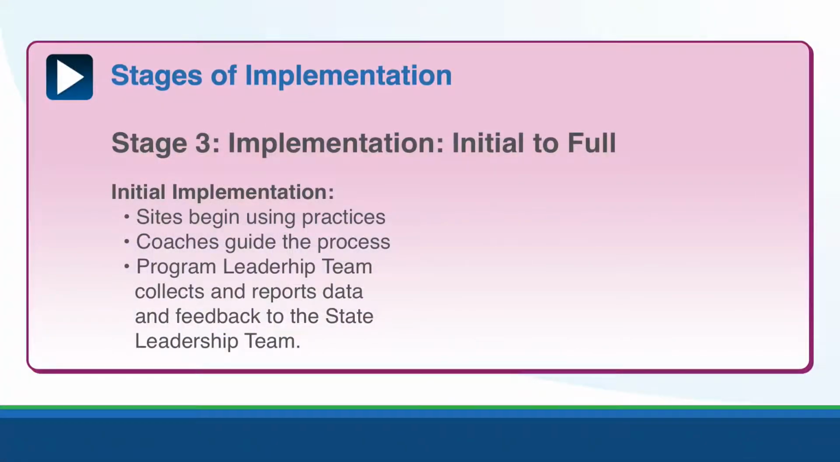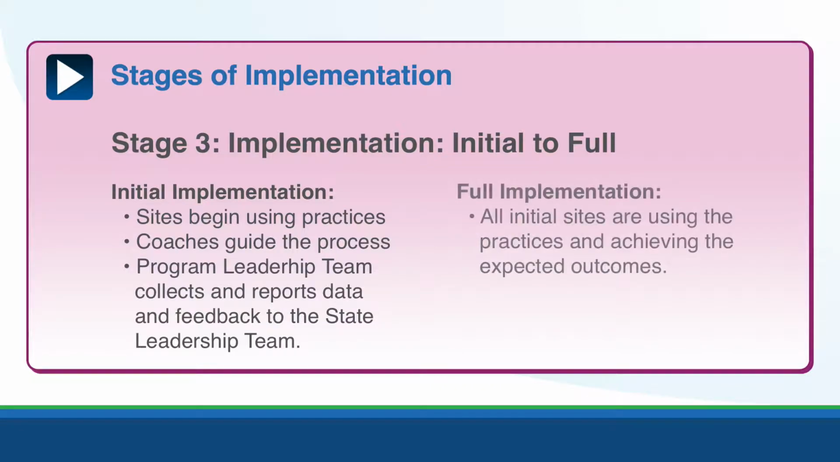The third stage is implementation, initial to full. In initial implementation, the practices selected by the state leadership team are put into place in the first implementation sites. The program leadership teams at those sites, with the support of the external program coach, guide the process, review data, make decisions, and provide feedback to the state leadership team on successes and challenges. Full implementation is reached when all the initial sites are using the practices correctly and achieving the expected outcomes.